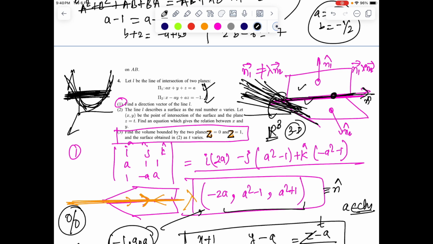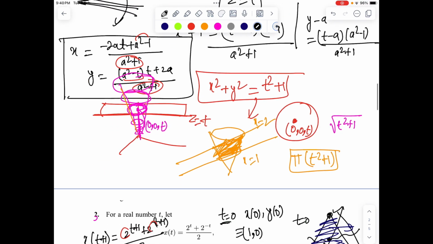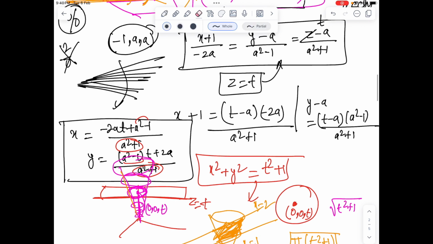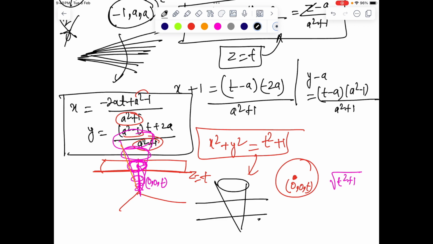Okay, so let's move to the third part, and we have to find the volume bounded by z equals 0 and z equals 1, and the surface obtained as t varies. If it were x equals 0, x equals 1, definitely we could still find it, but it would not have so much JEE flavor. For z equals 0 and z equals 1, we know this cone is cut by two planes, z equals 0 and z equals 1. So we are getting this frustum kind of thing.